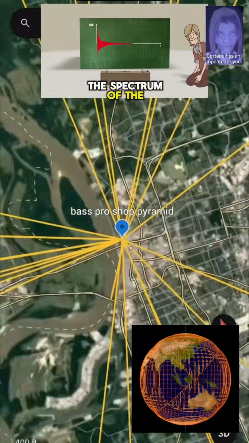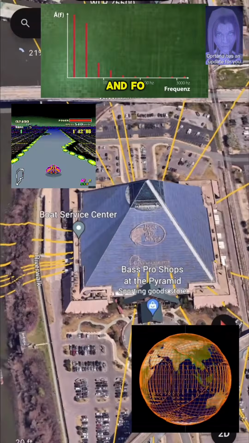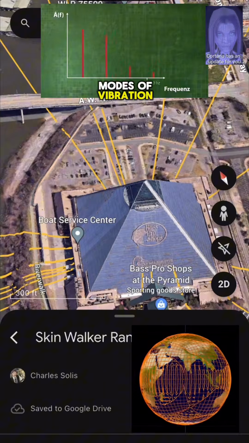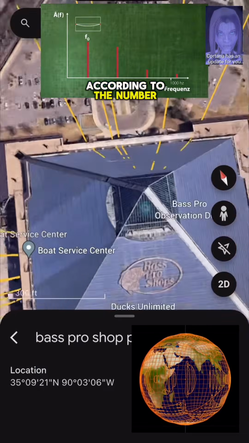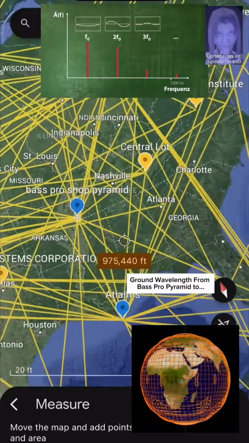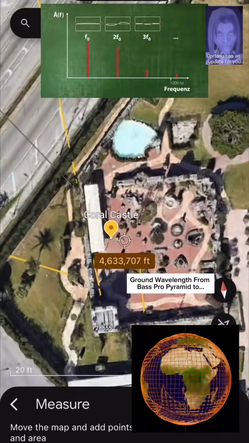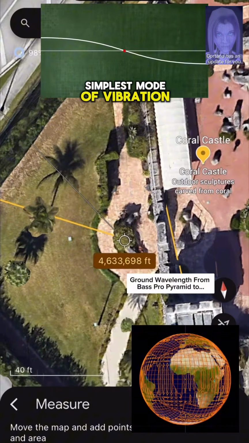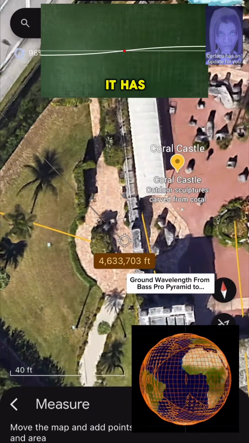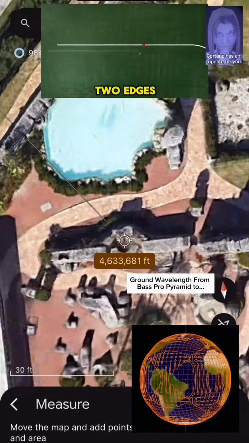The spectrum of the vibrating string consists of multiples of the fundamental frequency f0. These specific modes of vibration can be classified according to the number of nodes. Let us consider the simplest mode of vibration having two open ends. It has one node in the middle and one antinode per each of the two edges.